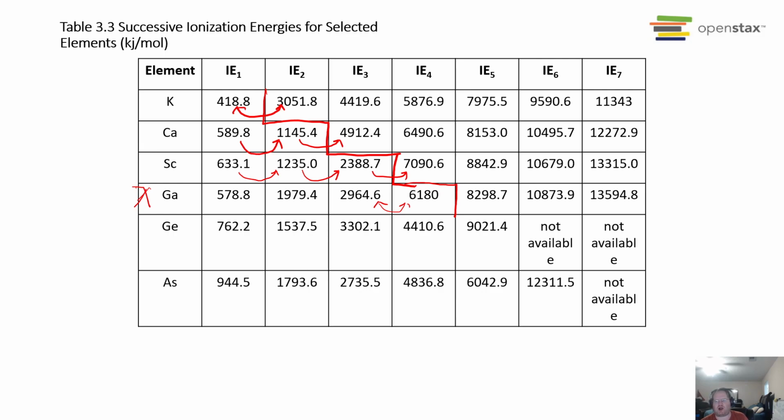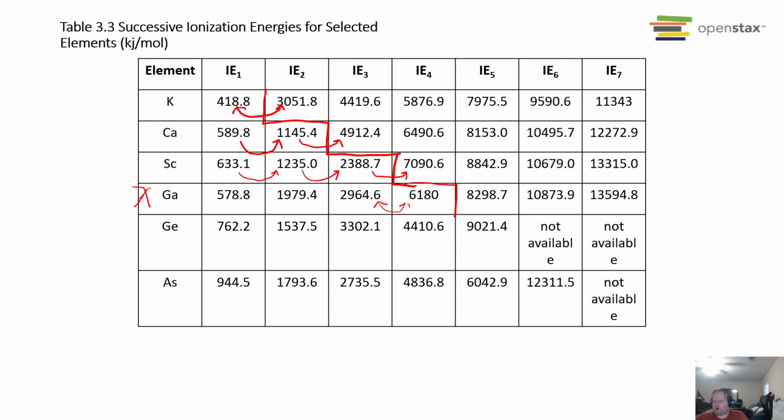That's why IE2 is so high. Calcium has 2 valence electrons. That's why IE3 is so high. Scandium has 3 valence electrons. That's why IE4 is so high. And then with gallium, you've got things in the d orbital. Gallium's actually way further over because you've got 3d10 in there as well. Or is that 3? Yeah, it's 3d10. So that one's more complicated.